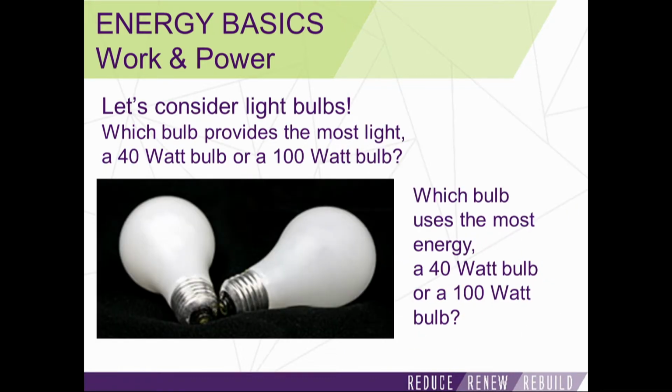Now let's consider light bulbs. Which bulb provides the most light, a 40-watt bulb or a 100-watt bulb? The 100-watt bulb is brighter. It produces the most light or energy over the same amount of time as the 40-watt bulb. The 100-watt bulb has more power. It also uses more energy.